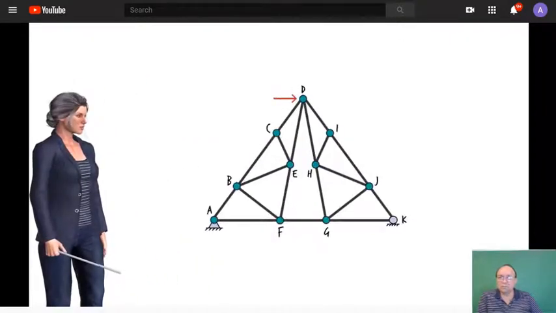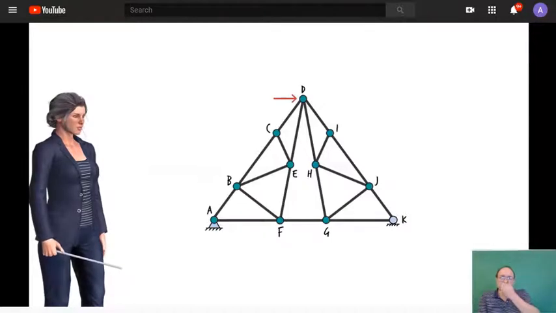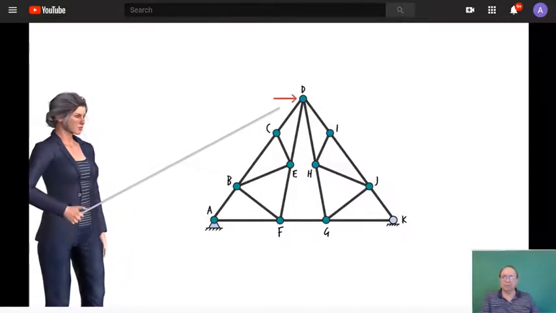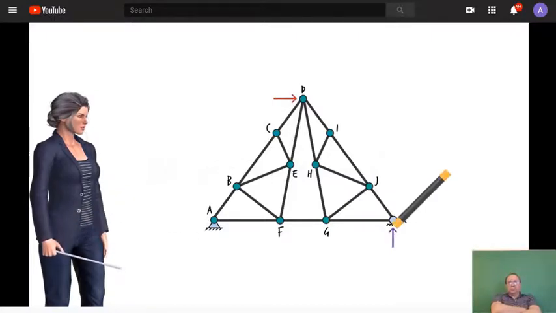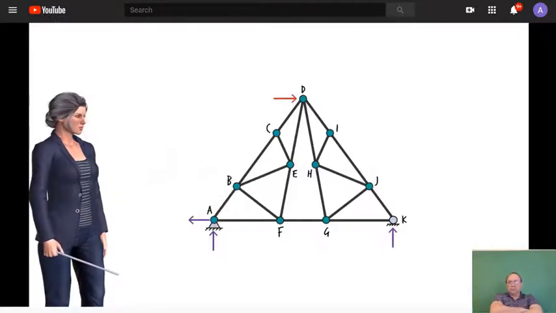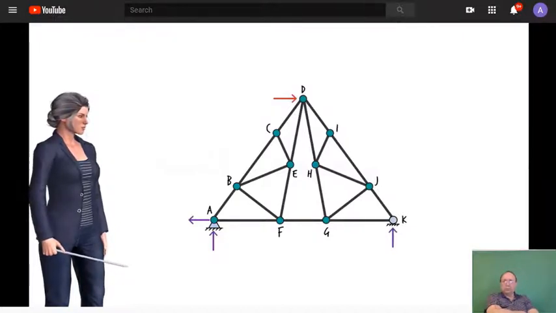Consider this statically determinate truss. Suppose we wish to identify the zero-force members when the structure is subjected to a load at joint D. Keeping in mind that there is one reaction force at joint K and two reaction forces at joint A, we start by examining a truss joint that is subjected to no more than three forces.